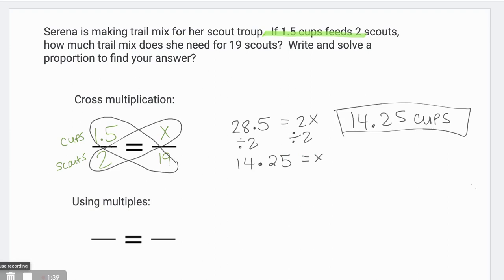Now for using multiples, we would have the same ratio set up. So 1.5 to 2 equals x over 19. And I would say to get from 2 to 19, I need to multiply by 9.5. And then since I'm going the same direction up top, I need to do the same operation. So 1.5 times 9.5 is going to give us 14.25.